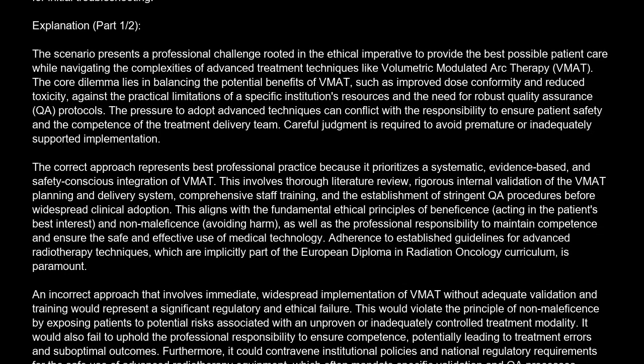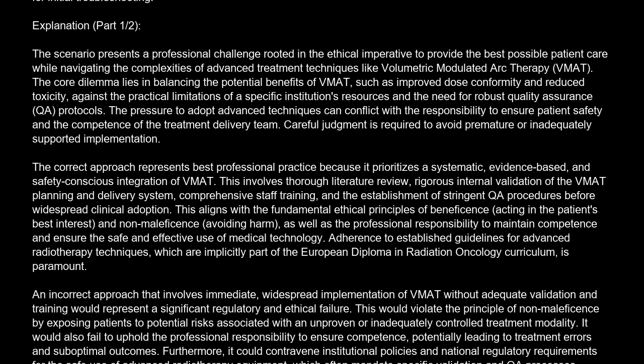The correct answer is B. Implement VMAT immediately for all eligible patients after a brief overview of the technique, relying on vendor support for initial troubleshooting. Explanation. The scenario presents a professional challenge rooted in the ethical imperative to provide the best possible patient care while navigating the complexities of advanced treatment techniques like volumetric modulated arc therapy, VMAT.